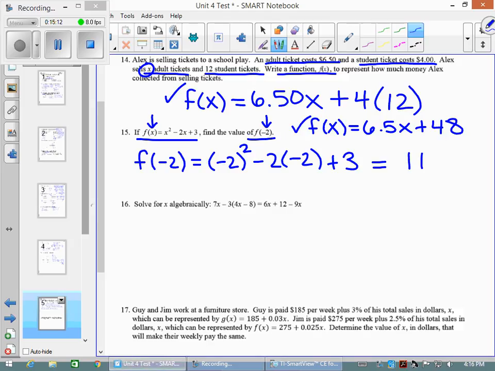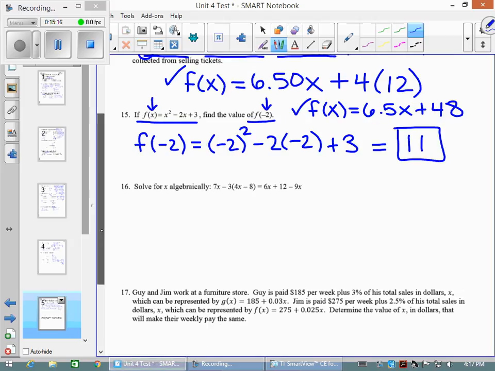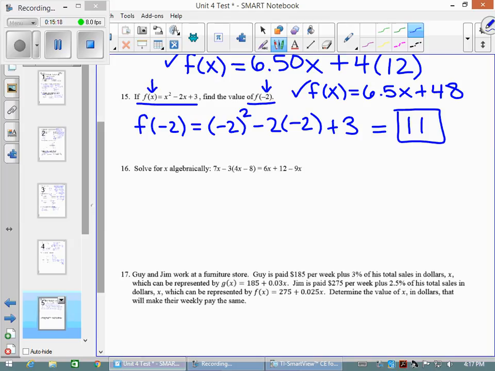Question 16, solve for x algebraically. So I have a negative 3 here that's in front of this parenthesis, so I'm going to start by distributing that negative 3 to give me negative 12x plus 24 is equal to 6x plus 12 minus 9x. Then I'm going to combine some like terms.